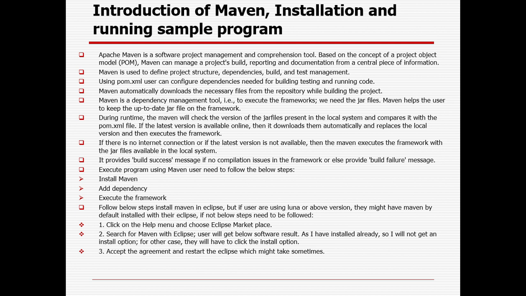So suppose in case you are working and your internet is not available, still if the dependencies are already available in your local repository, it will not throw any error, it will connect with the local repository. And in case it is still not available, you need that internet connection to download it from the central repository. And in case you want to update the version of that particular dependency, you can update it and the latest version will be available there. In case there is no internet connection or the latest version is not available, then Maven executes the framework with the jar files available in the local system.